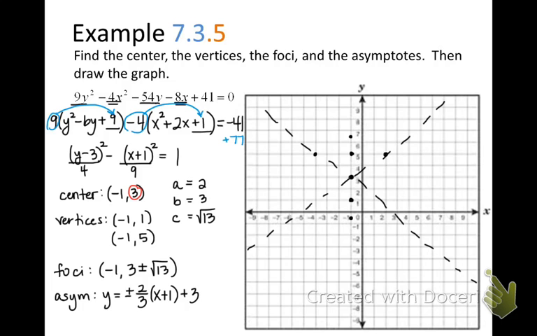That gives me my width, so I can now draw my hyperbola in those regions. Questions on that? Okay.